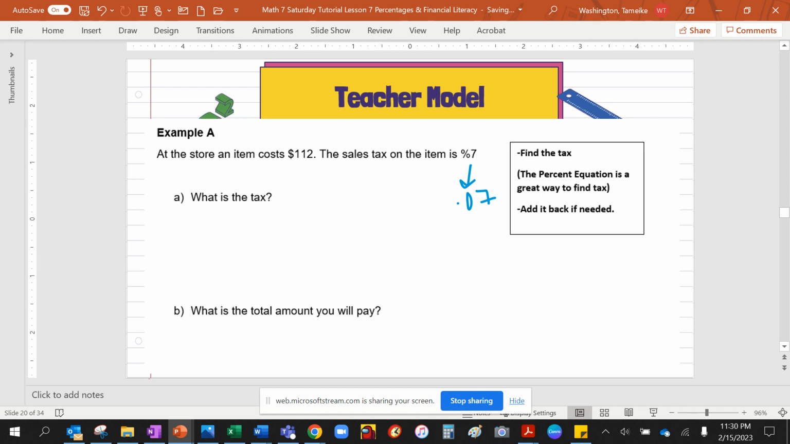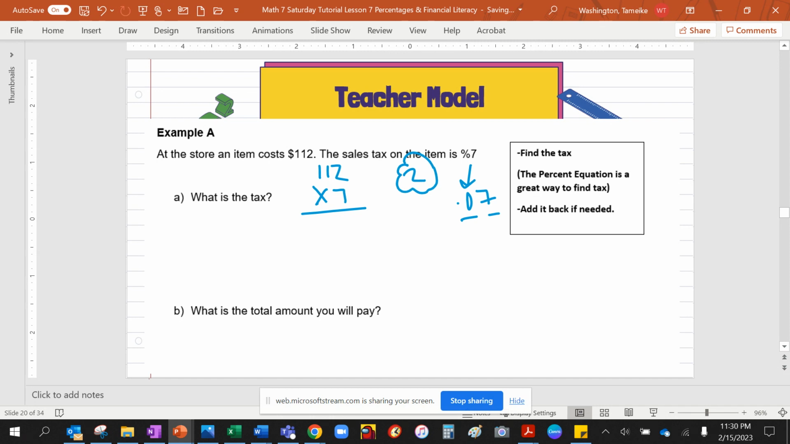First step is to ignore the decimals, multiply as normal, and then put the amount of decimal places back into your answer. So this would be 112 multiplied by 7. And because 0.07 has two decimal places, my answer must also have that.